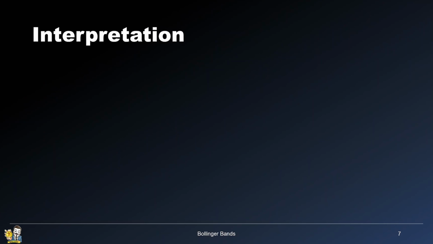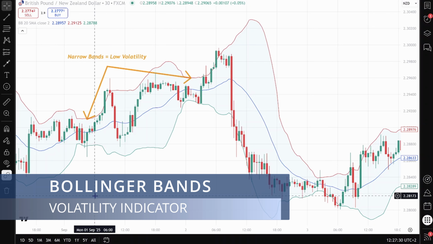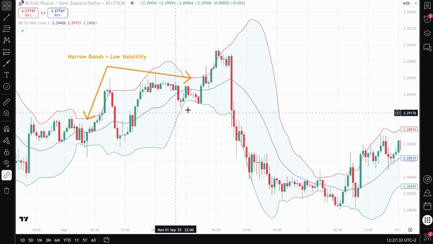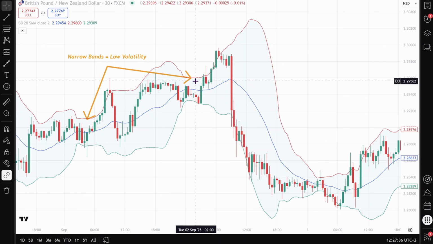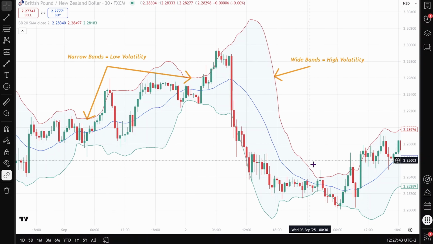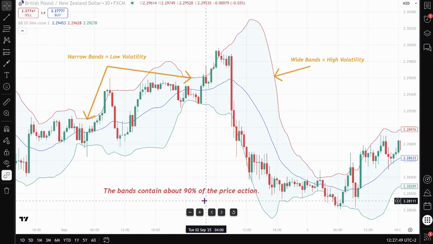Interpreting Bollinger Bands is quite simple. Narrow bands indicate low volatility, meaning price doesn't move much, as we can see here and here. This generally indicates sideways market, while wide bands indicate high volatility, and then a trend, as we can see here. You should also know that the bands contain about 90% of the price action.